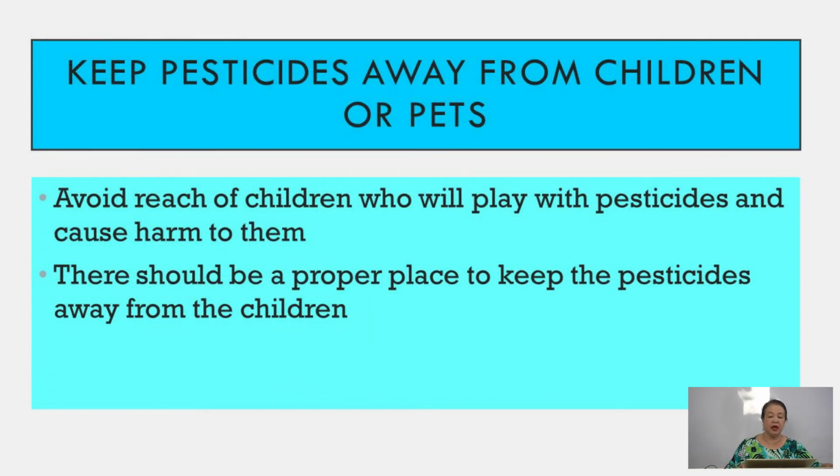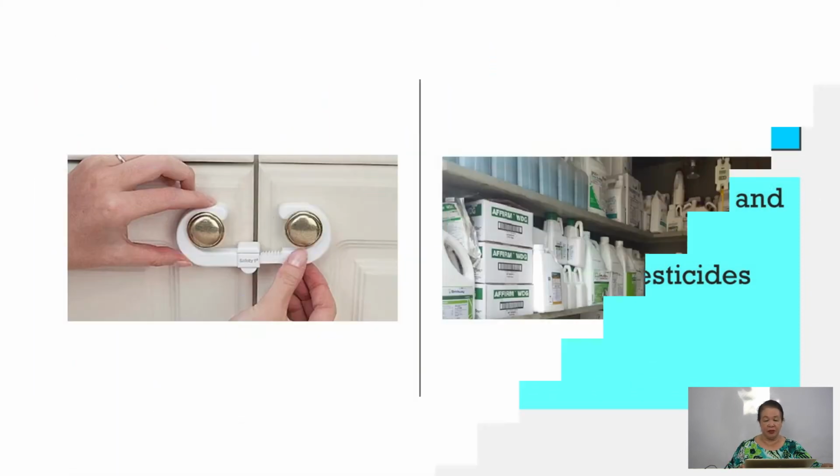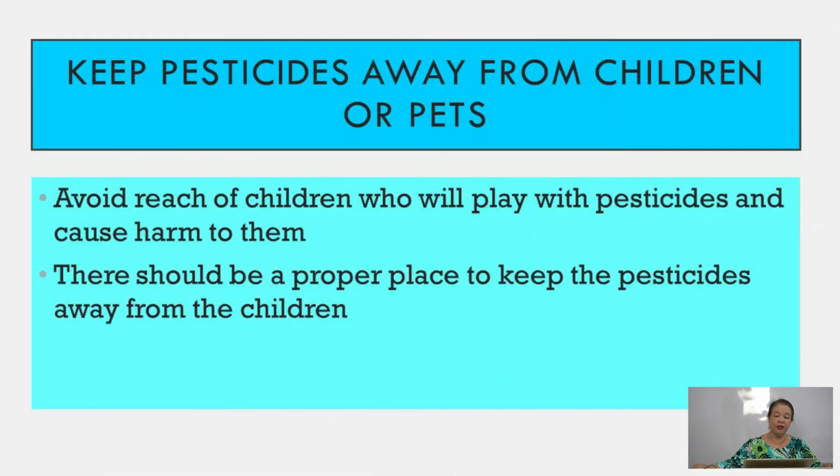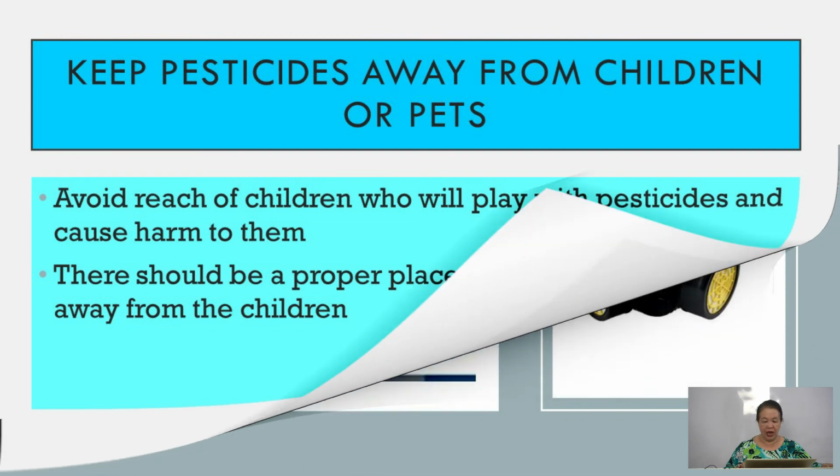Keep pesticides away from children or pets. Why? Because they might use it and be mistakenly contaminated. Avoid reach of children who will play with pesticides and cause harm to themselves. There should be a proper place to keep the pesticides away from the children. If possible, you have to keep a storeroom outside your house, and it is properly locked.